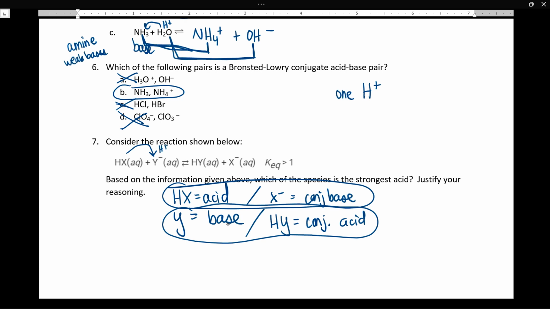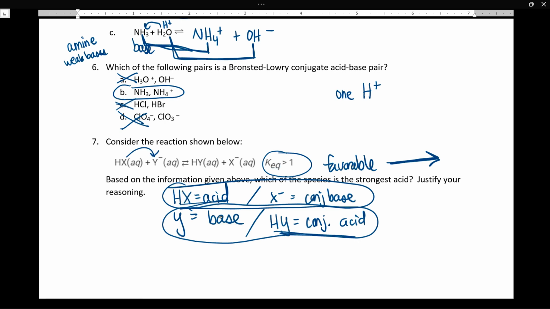Okay, now let's read the question. Question is, which species is the strongest acid? So we've got two acids here. We've got HY and we've got HX. Which is the strongest acid? Justify your reasoning. Well, what do we know about this? Well, we know the K for this reaction is greater than 1. So that tells us that the forward reaction is favorable, right? So K is greater than 1. That means it is favorable. That means that the forward reaction is going to proceed. You're going to end up with more products than reactants. And it looks like in the forward reaction, the substance that is acting as the hydrogen giver is my HX.